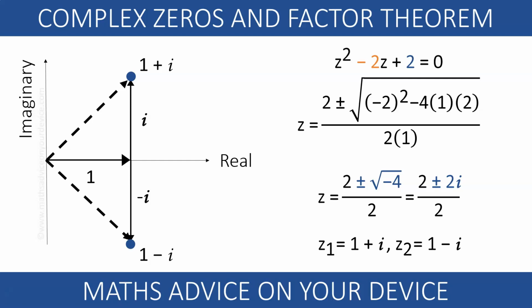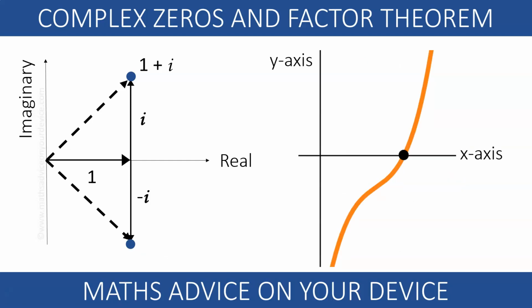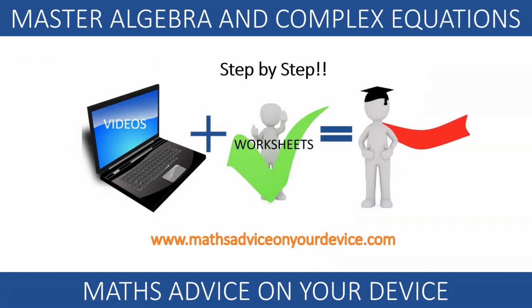We can visualize the real solution too by looking for the x-intercept or the zero of our graph. Because the graph only crosses once, this confirms that the other two zeros are complex. Complex numbers are very important.